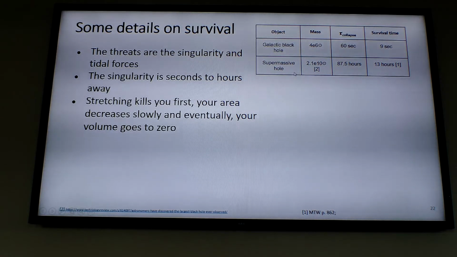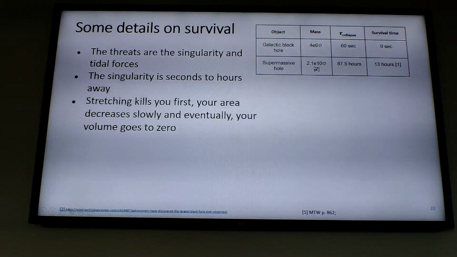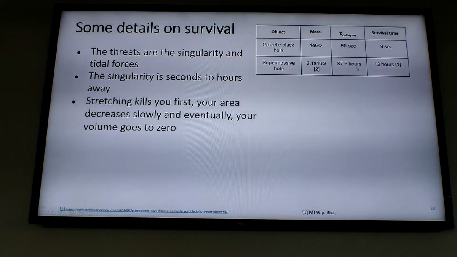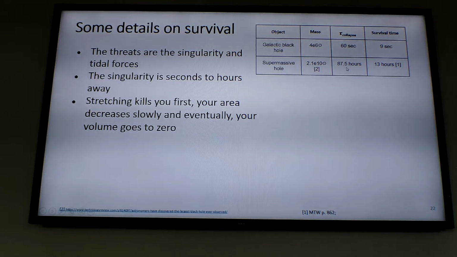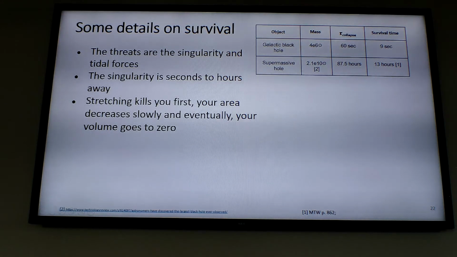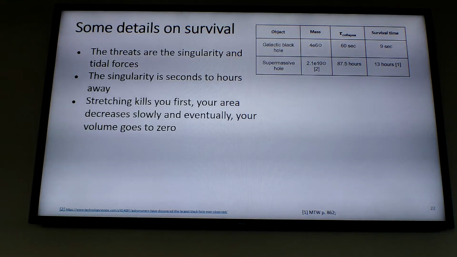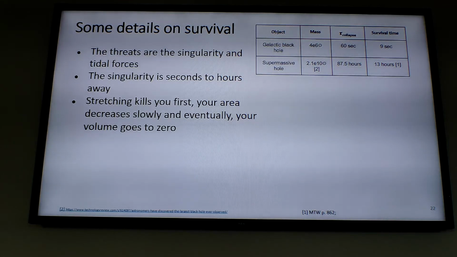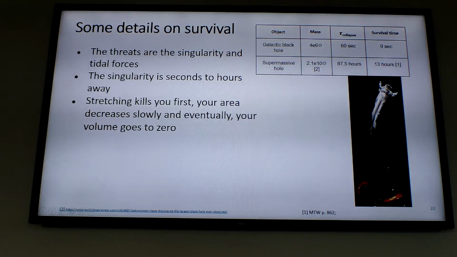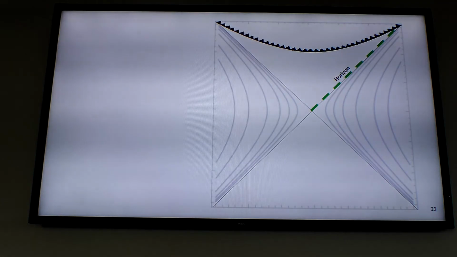A supermassive black hole, this is 21 billion solar masses, and there is one of those out there. The time to travel from the horizon to the singularity is about 3 days, and you would survive 13 hours. The bigger black holes are less dangerous. You can survive longer. This is the imagining that you're spaghettified. Okay. Back to Kruskal.